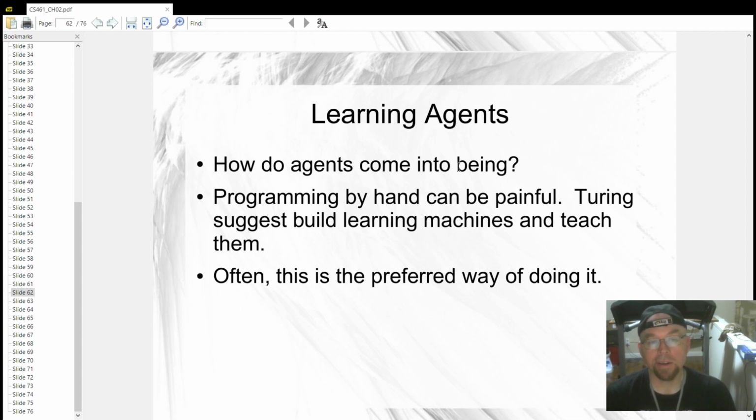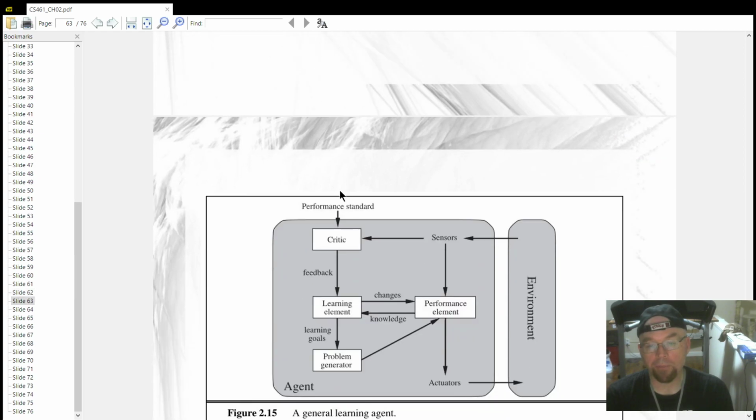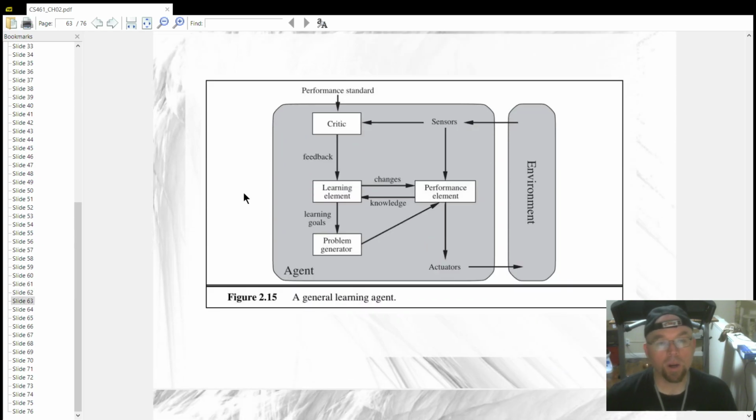Okay? And a lot of times this is a better way of doing it. Okay, so what is involved in a learning agent? Okay, so here's some components.